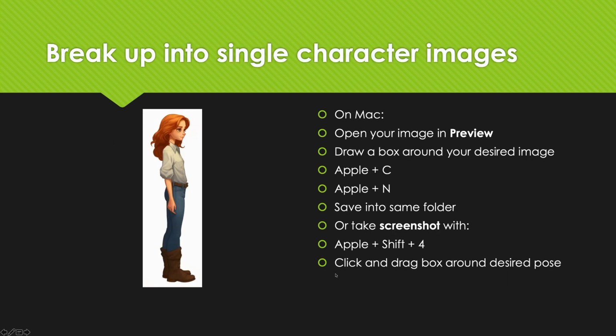And then you can break up these character sheets into single character images. On Mac, you can open your image in Preview, draw a box around your desired image, press Command C, then Command N, then save that image in the same folder. Or you can take a screenshot of part of your screen using Command Shift 4. I'll just hit those buttons on here, Command Shift 4. And that will create this little cursor thing. If you can see this, this is a little cursor. And then you can just draw a box around the image. And there you go. That is just saved to the desktop. And then you can put all of those in a folder.